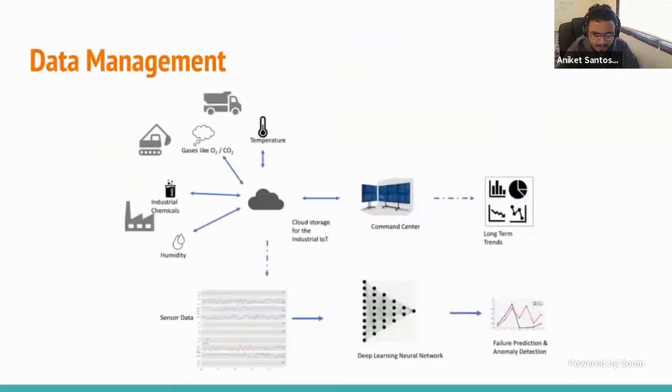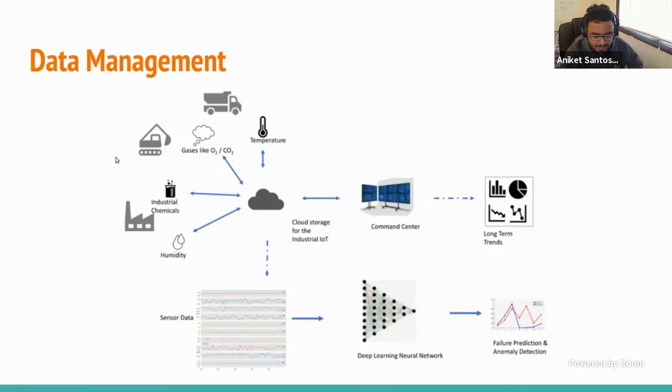So since we have seen all the data coming in, there should be some way to manage this data as well. We have data coming in from all sorts of sensors, and in a typical industrial IoT application, this data can go to a command center and we can find long-term trends about what is happening with the warehouse and how everything is functioning in the factory. And we can also use sensor data to do failure prediction and detect anomalies in the system. So this is how an end-to-end data workflow would work in an IoT system.